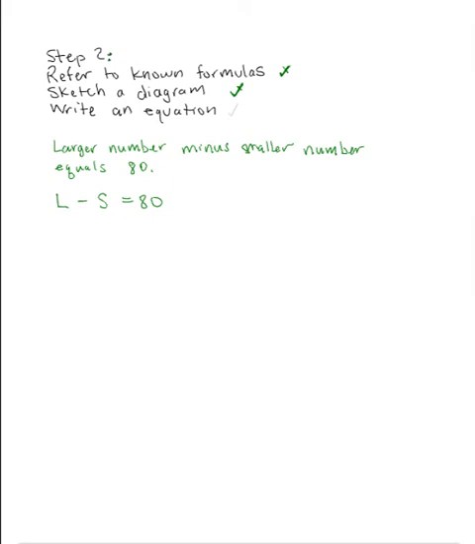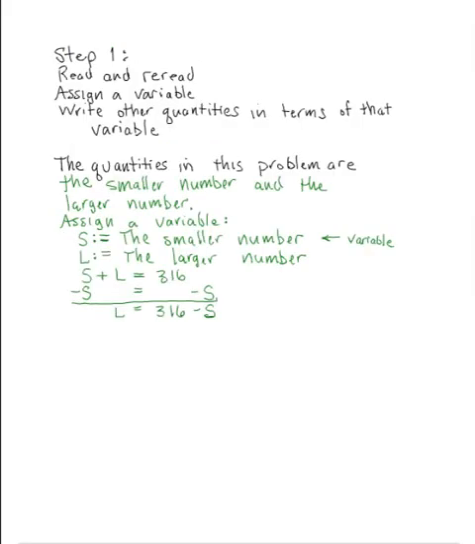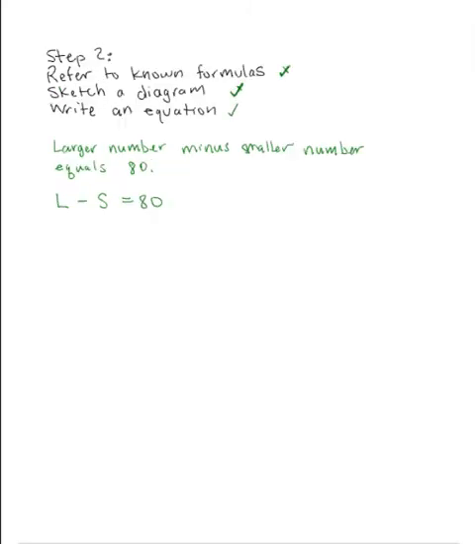In step 1, I have an equation for L because I was asked to write other quantities in terms of our variable S. So in step 1, we have that L equals 316 minus S. In step 2, we have that L minus S equals 80. Okay, so we are done with steps 1 and 2, and now we're ready to move on to step 3.